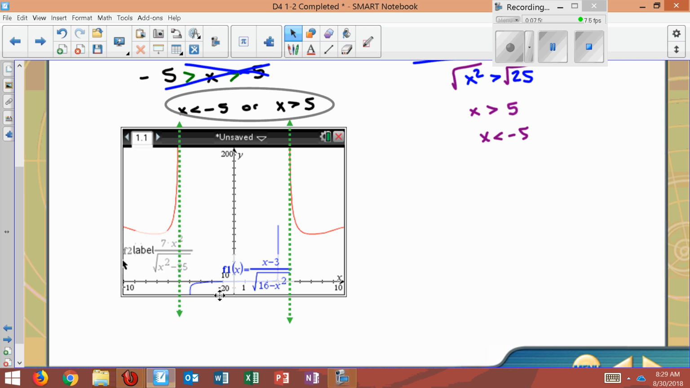As you can see, this is at negative 1, 2, 3. There's the 4. This would be negative 5. This graph is saying it's less than negative 5, which means the left side of negative 5. And this one's greater than 5, which means it's on the right side of 5. That's why this graph turned out to look that way with two pieces.